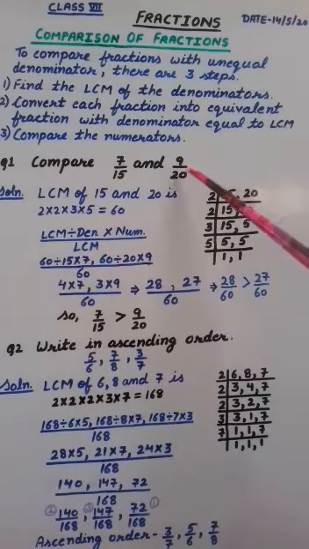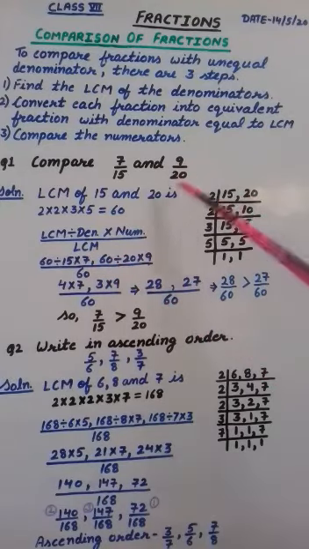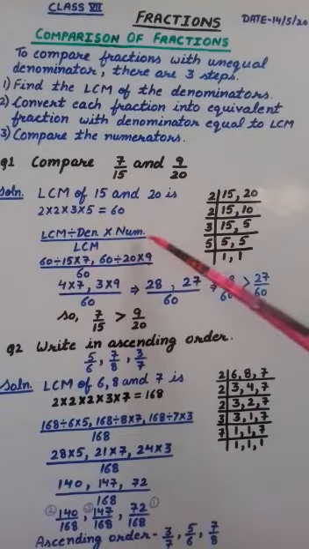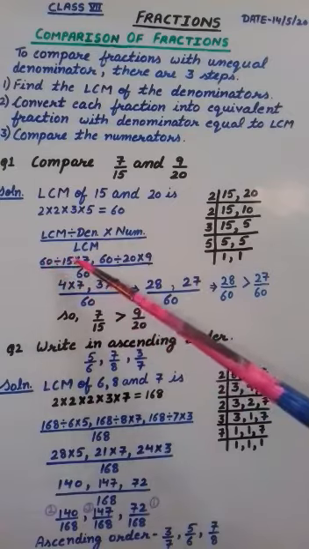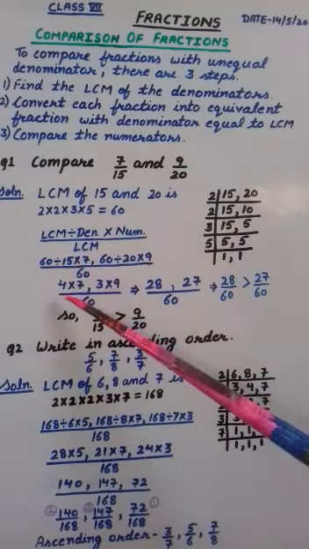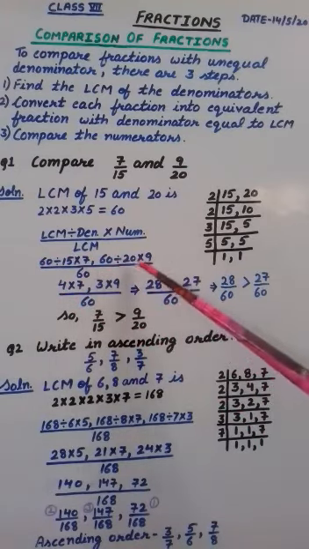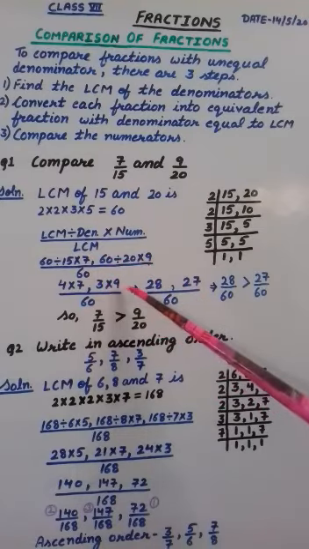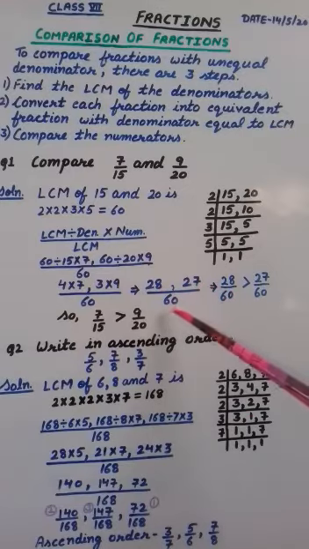Now coming to the next fraction. LCM, which is 60, divided by denominator 20 multiplied by numerator 9 upon 60. Now let's first do the division. So 60 divided by 15, the answer is 4, multiplied by 7. And here 60 divided by 20 is 3, multiplied by 9. Now let's do the multiplication here. So 4 sevens are 28 and 3 nines are 27. So this is upon 60.